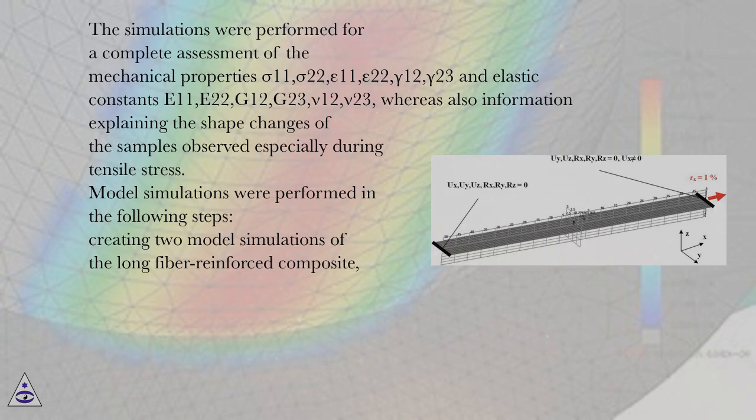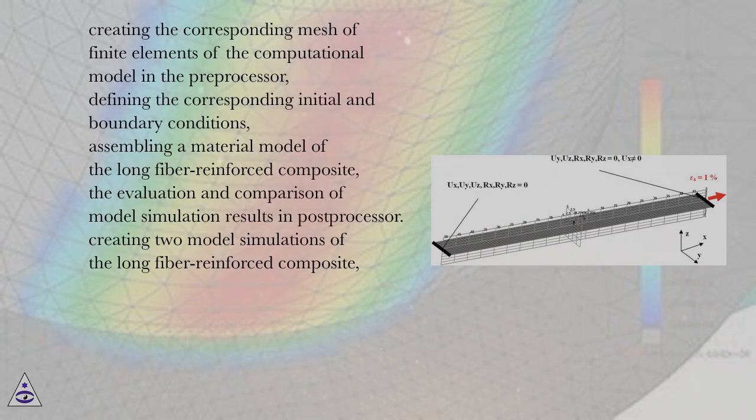Model simulations were performed in the following steps. Creating two model simulations of the long fiber reinforced composite. Creating the corresponding mesh of finite elements of the computational model in the preprocessor. Defining the corresponding initial and boundary conditions. Assembling a material model of the long fiber reinforced composite. The evaluation and comparison of model simulation results in the postprocessor.